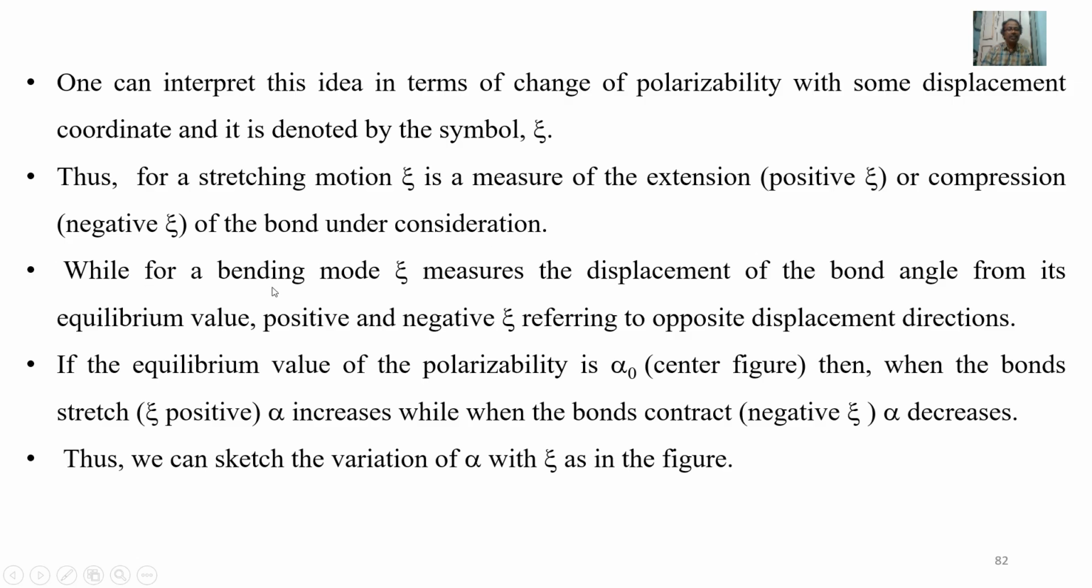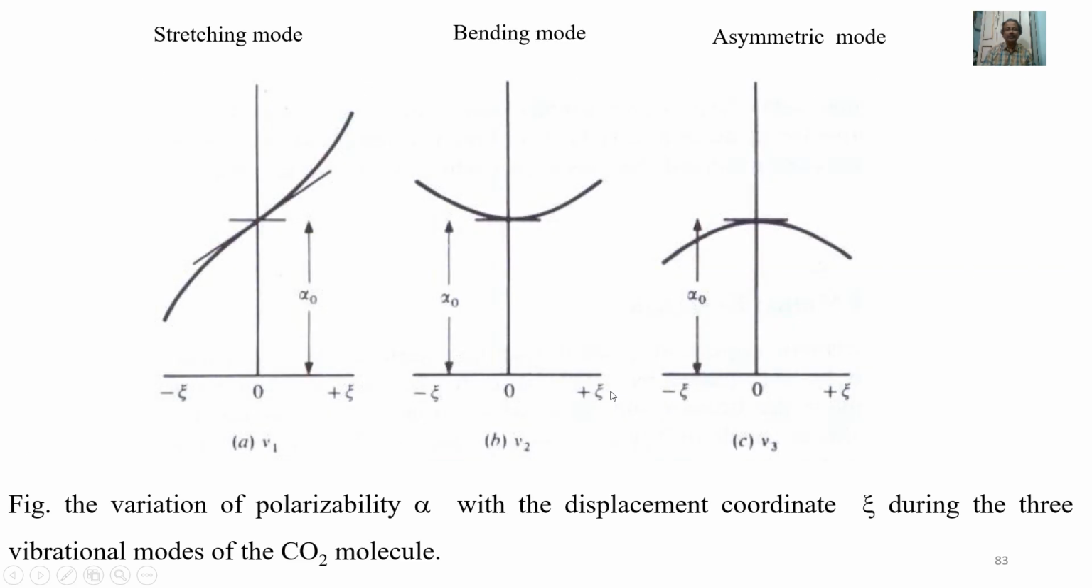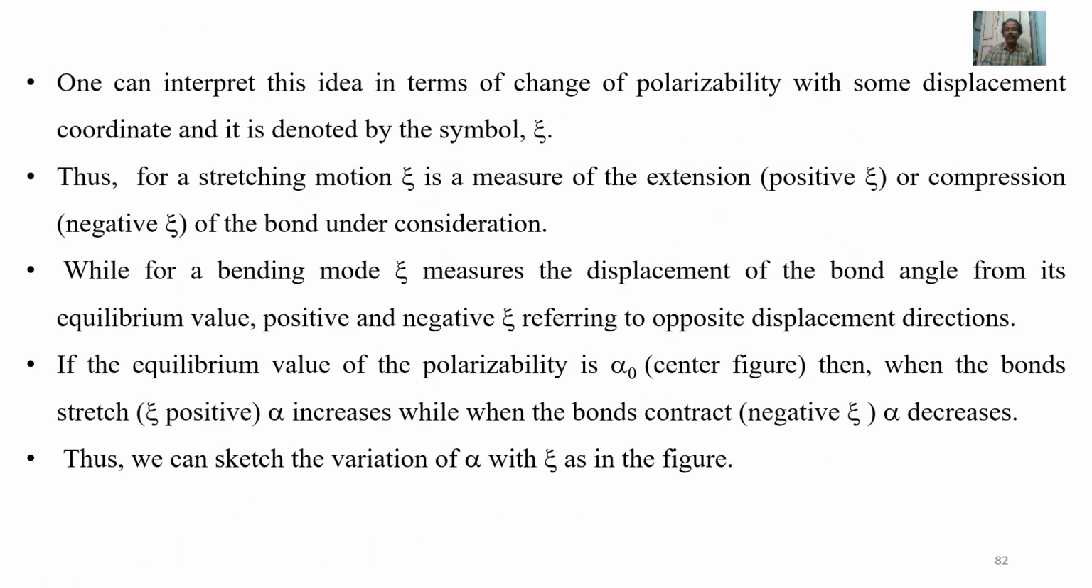While for a bending mode xi measures the displacement of the bond angle from its equilibrium value, positive and negative xi referring to opposite displacement directions. If the equilibrium value of the polarizability is alpha naught, see the center of the figure, then when the bonds stretch, which is positive xi, alpha increases, while when the bonds contract, negative xi, alpha decreases. Thus we can sketch the variation of alpha with xi as shown in the figure.